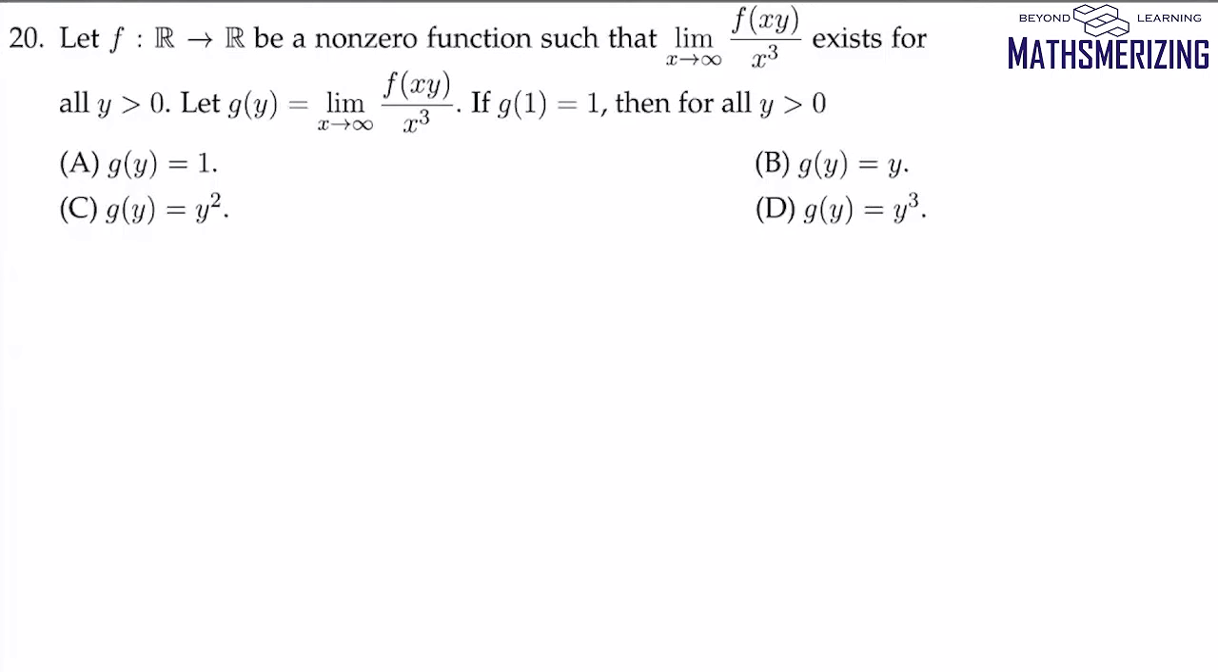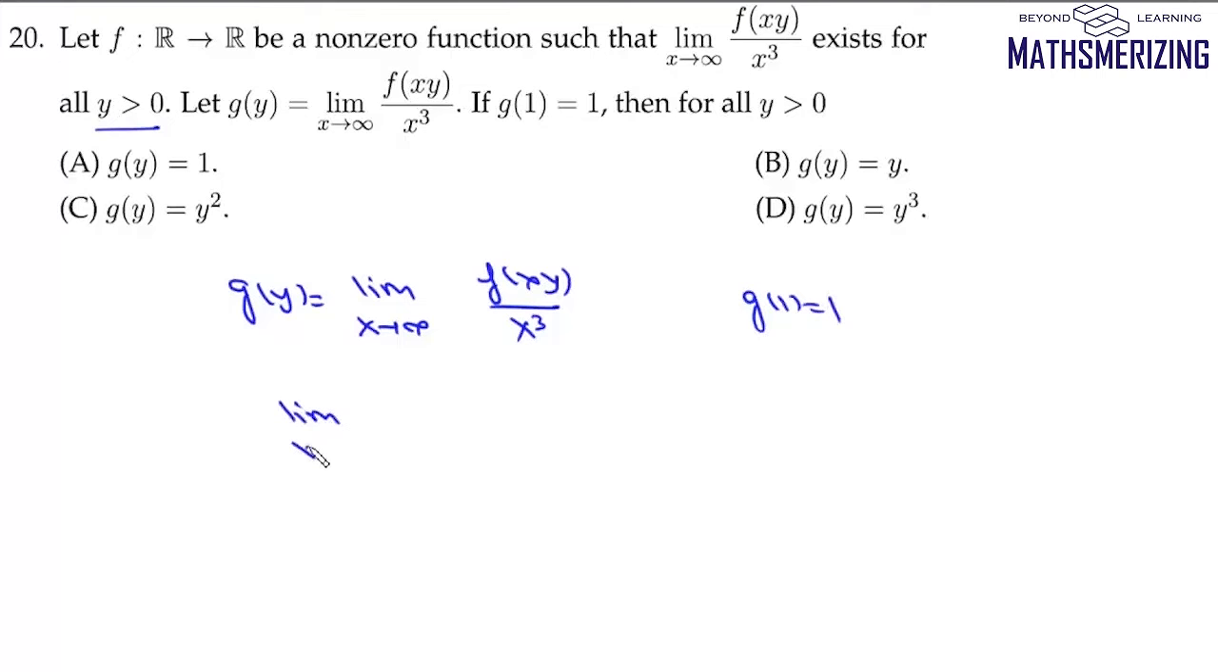Now question number 20. Let f be a non-zero function from R to R such that this limit x tends to infinity f(xy) upon x cube exists for all y greater than 0. Let g(y) equal this limit x tends to infinity f(xy) upon x cube. Now it is given that g(1) is 1. So we'll put y as 1. We can write limit x tends to infinity f(x) upon x cube is equal to 1. Now we'll need to find g(y).